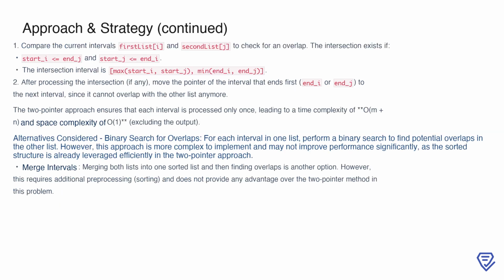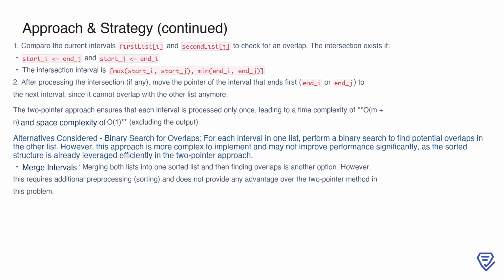In the two-pointer approach, we utilize two indices, i and j, to traverse the two sorted lists simultaneously. At each step, we compare the current intervals in the first list, i, and the second list, j, to check if they overlap. An intersection exists if start_i is less than or equal to end_j and start_j is less than or equal to end_i. When this condition is met, the intersection is determined by taking the maximum of the two start values and the minimum of the two end values, resulting in max(start_i, start_j), min(end_i, end_j).